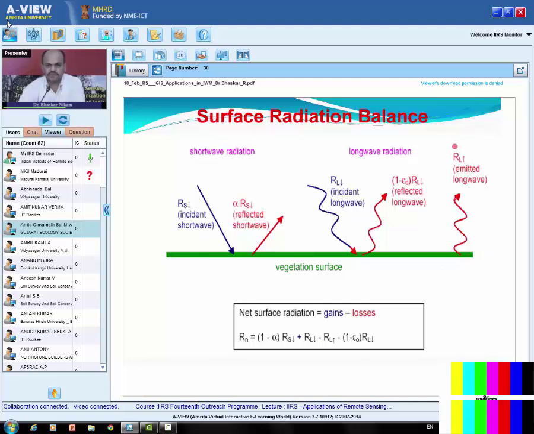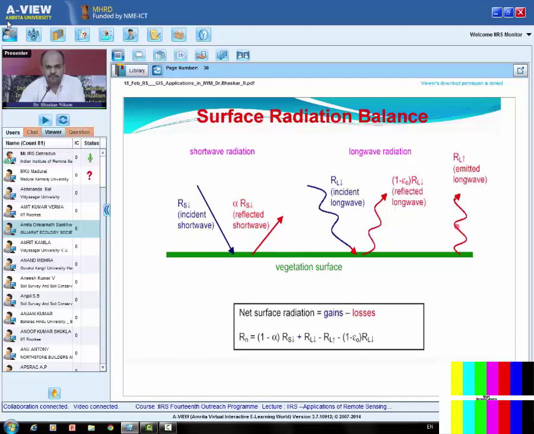Because the Earth's surface will be at 300 degrees Kelvin, and the law says any body above 0 degrees Kelvin will emit energy in terms of electromagnetic radiation, and the wavelength in which the maximum amount of energy is emitted is inversely proportional to the surface temperature. So the Earth's surface temperature is 300 degrees Kelvin, so it will emit energy in the long wavelength region, whereas the surface temperature of the Sun is something around 6000 degrees Kelvin, so it emits maximum energy in short wave.